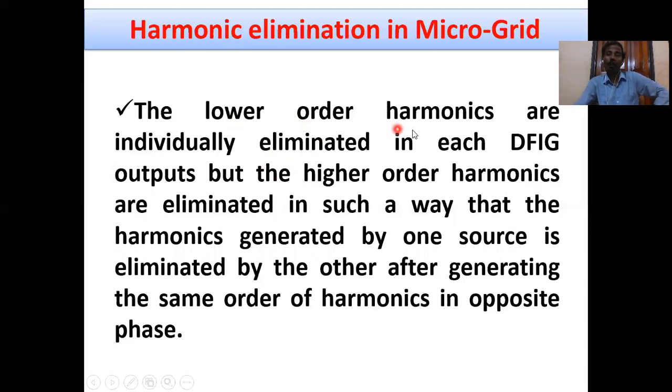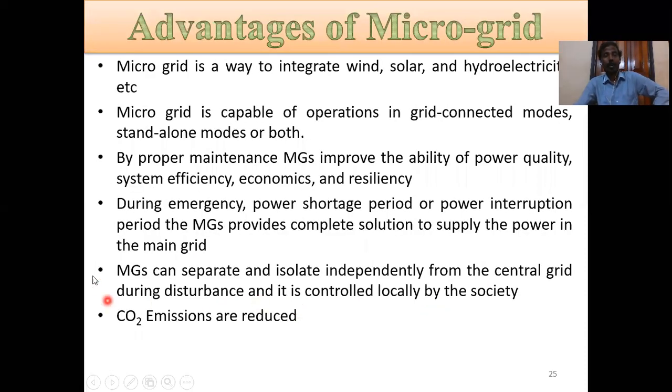The lower order harmonics are individually eliminated in each DFIG output, but the higher order harmonics are eliminated in such a way that the harmonic generated by one source is eliminated by the other, which generates the same order of harmonics in opposite phase. So, the advantages of microgrids.